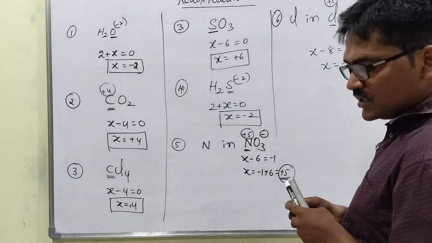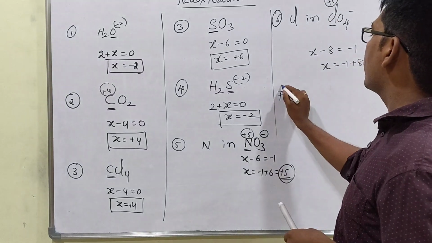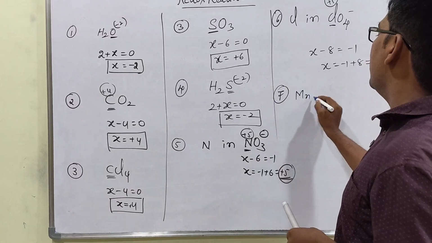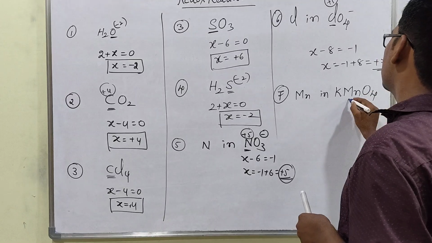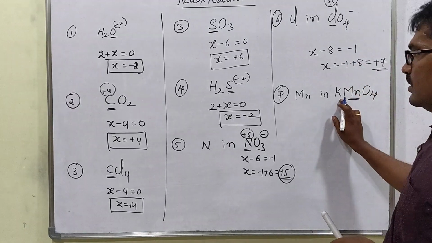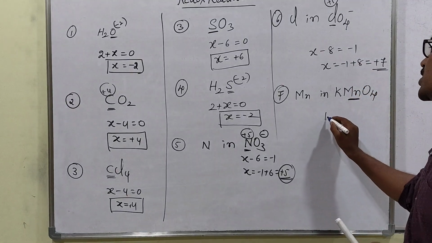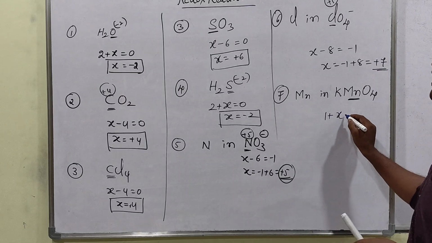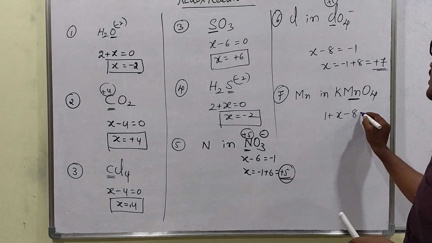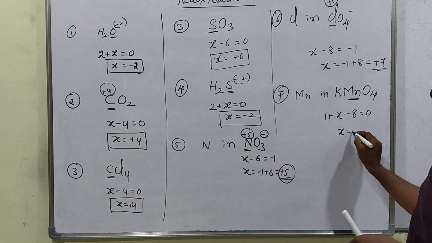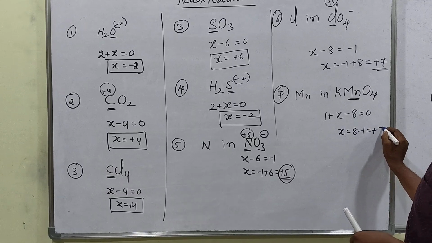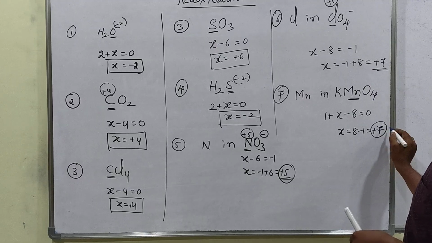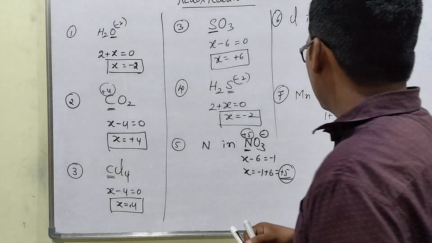Then one more, manganese in KMnO4, the oxidation state of manganese. Potassium is plus 1 oxidation state, we know. Then manganese we take as X, then minus 8 equals 0, then X equals plus 8 minus 1 equals plus 7. Plus 7 is the oxidation state. Clear, my dear students? Right.